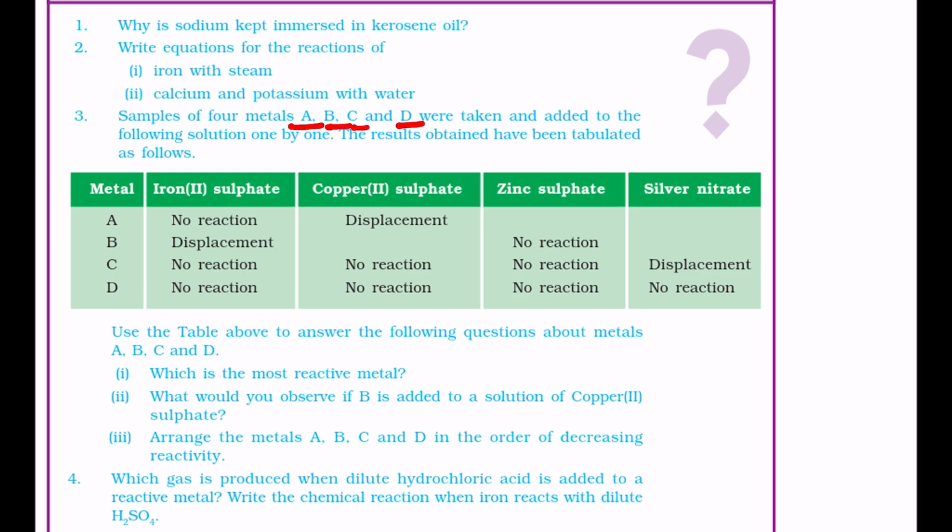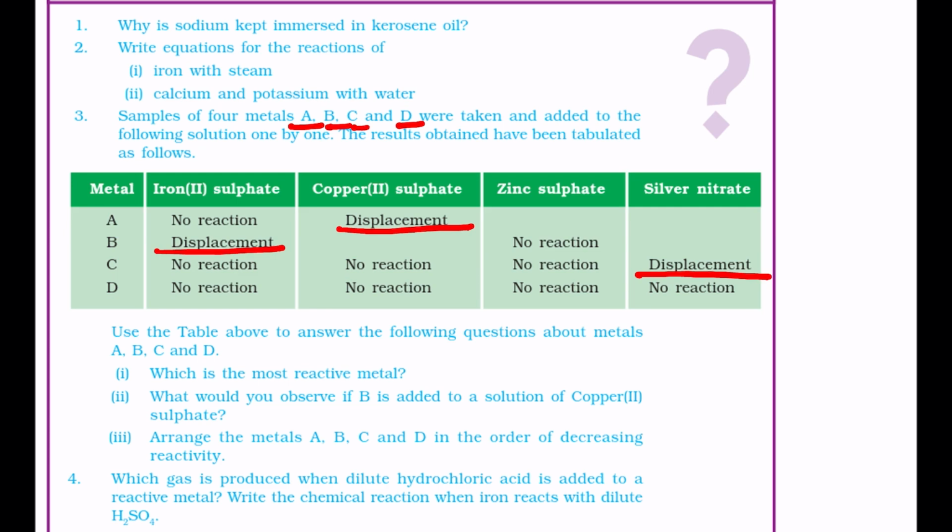Now it can be seen that A shows no reaction with iron sulphate, but it shows displacement reaction with copper sulphate. B shows displacement reaction with iron sulphate. Then C shows displacement reaction with silver nitrate, and D shows no reaction. It does not react with any of these solutions.